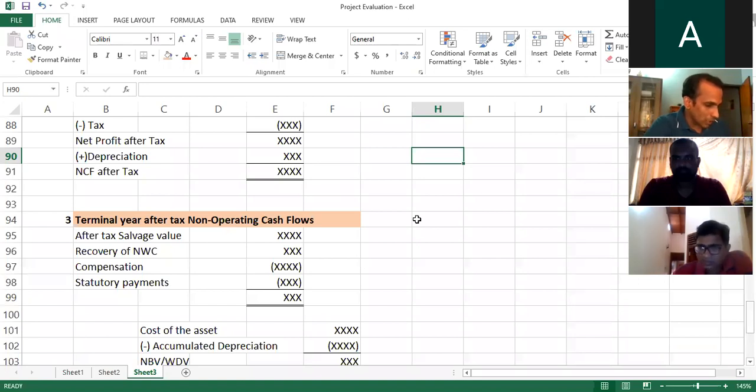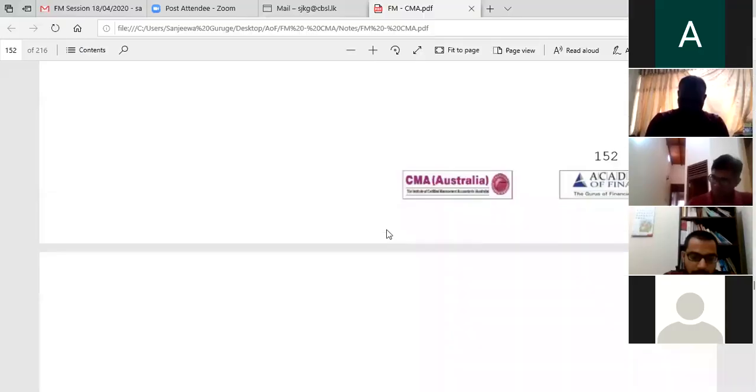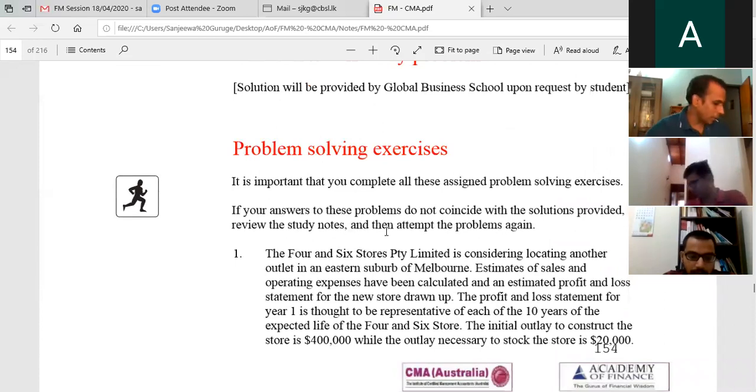Before we discuss the self-study problem, first of all, we'll do the questions under the problem solving exercises, because there the questions have been given for these different parts of the capital investment appraisal analysis. Then we can do that part first. After that, we'll move to a comprehensive question. So if you move to page number 154, the question in page number 154 under the problem solving exercises.